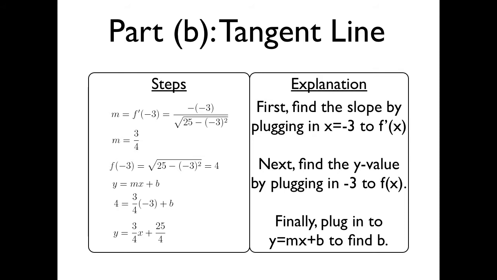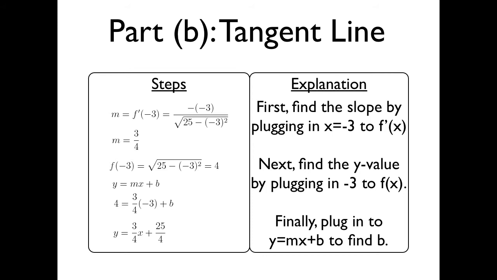Moving on to part B, this part asked us to write the equation of the tangent line. You need to find a few things before you write the equation of the tangent line. You'll need the slope, and you'll need the y value of the point. You can do it in either order, but I found the slope here first. The slope m is just the derivative at our point, negative 3. So using my information from part A, I plugged in negative 3 to the derivative, and we get 3/4 here.